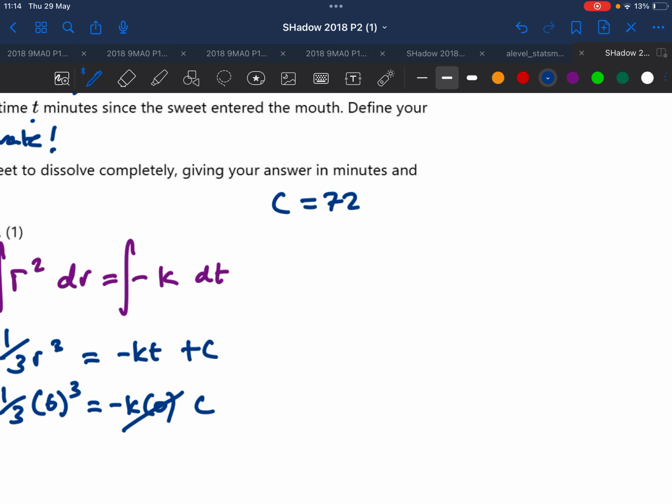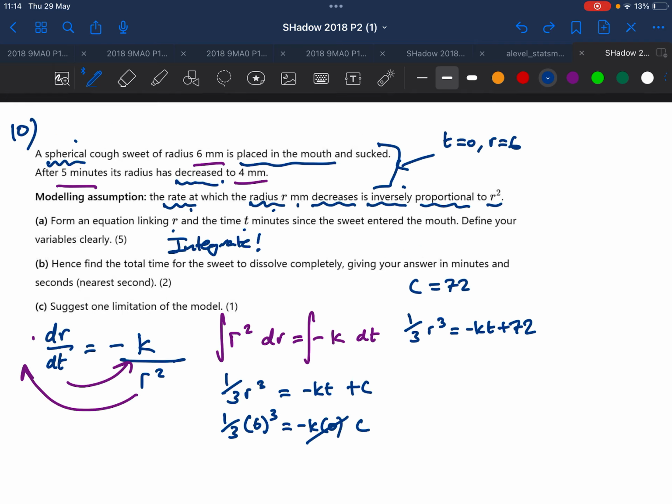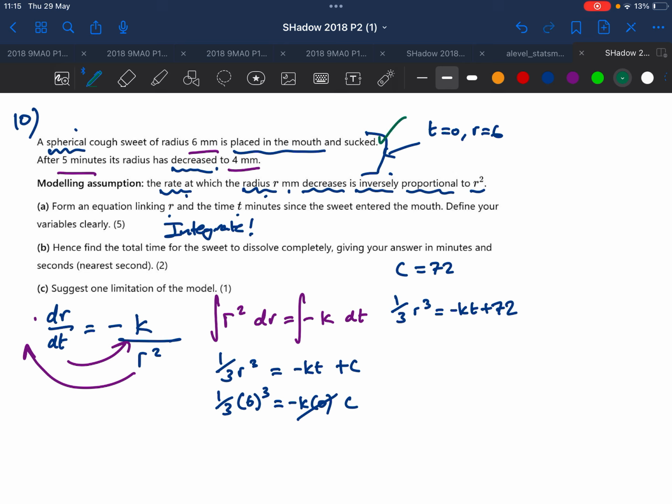Just make sure I'm leaving enough space. So what we do now is we plug that back into this one here, okay? So I've now got a third r cubed equals minus kt plus 72. And there should be some information to help me find this one as well. So after 5 minutes, because I've done this first piece of information, it's suspicious that I haven't done anything with this yet. So T is 5, R is 6, yep.